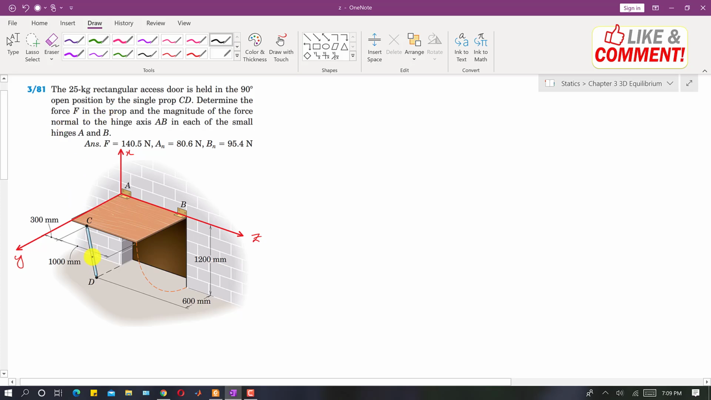So we are asked to find the force F in this CD support and the magnitude of the force normal to the hinge axis AB in each of the small hinges A and B. We represent the force in this prop as a vector, so then this will be that vector and that vector will be acting from point D towards C, right? So this is, let's say, that force vector.